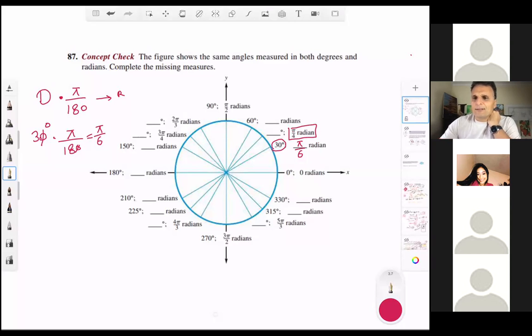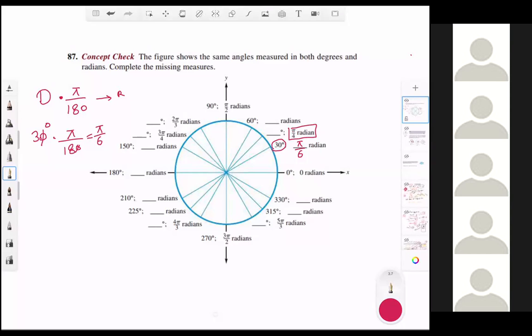Let's ask Yvette. 45. Okay, so it's easy that you guys don't type. So I get it that side. It's 45 degrees. And 60 degrees, if we do the same thing, will be pi over 3. Pi half is 90 degrees. 2 pi over 3 radians.